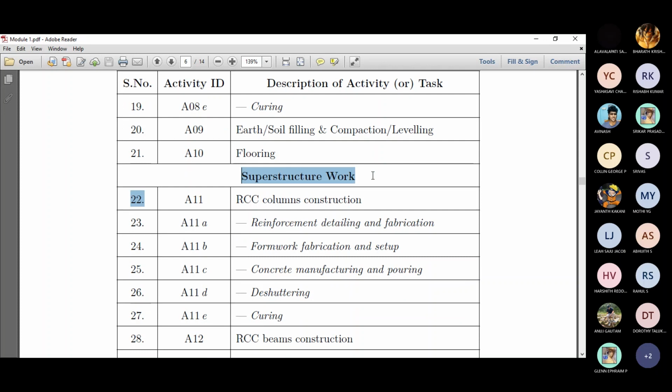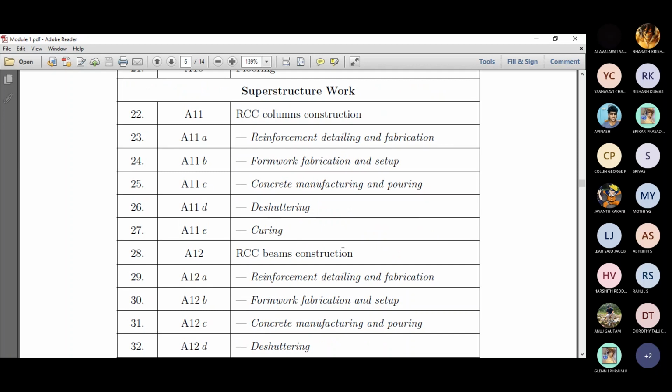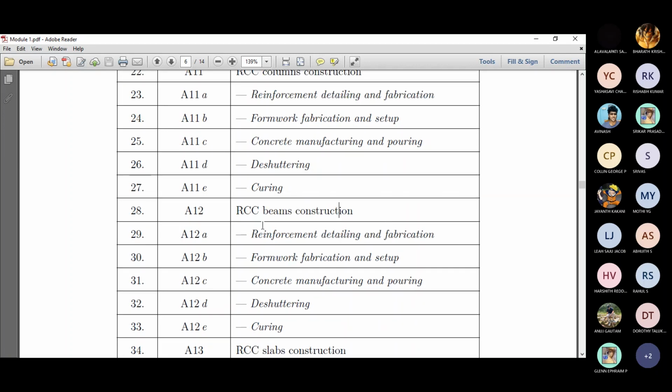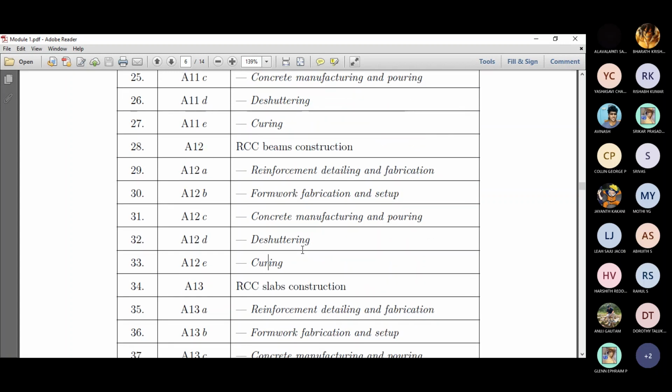Then in the superstructure, we'll be looking into the RCC column construction with the same process, the same subtasks like reinforcement, formwork, concreting, de-shuttering, and curing. And so also the beam construction, where we will look into the reinforcement, formwork, concreting, de-shuttering, and curing. Right. Next, pretty important is the slab, which is the final framework in the frame structure. Say first we laid the plinth beam, then on the plinth beam we'll raise the columns, and once the columns are ready, we'll go with the beams and slabs together, right?